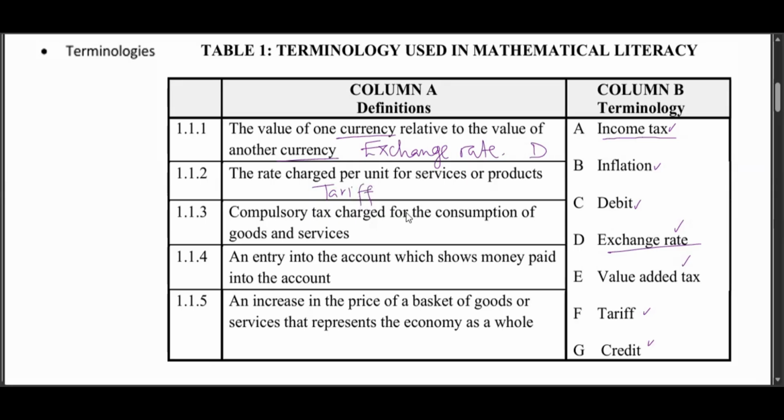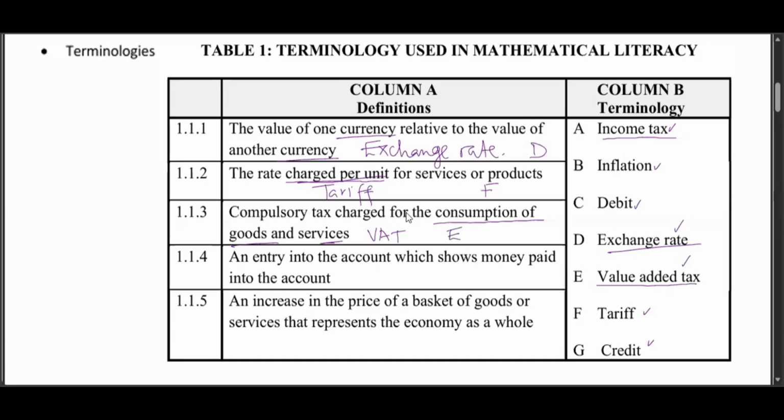Why do I say that? I'm looking for charged per unit. Charged per unit, tariff. Do you have any tariff? Okay, it's there. This becomes F. Compulsory tax charged for consumption of goods and services. Compulsory tax, but for consumption of goods and services. It's the same as VAT. This is VAT, and it's E. Do you see what's happening?